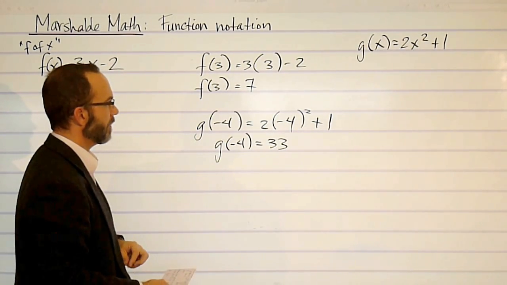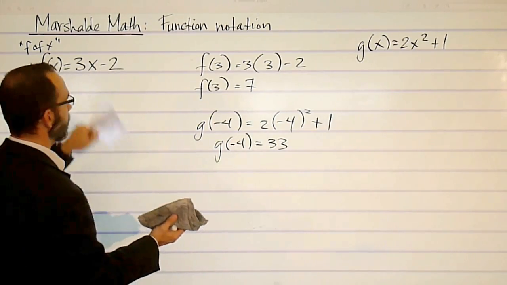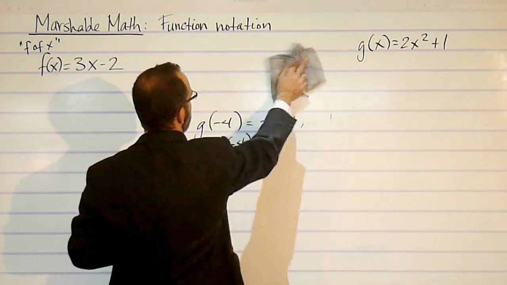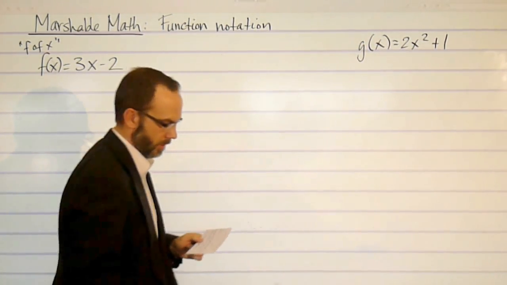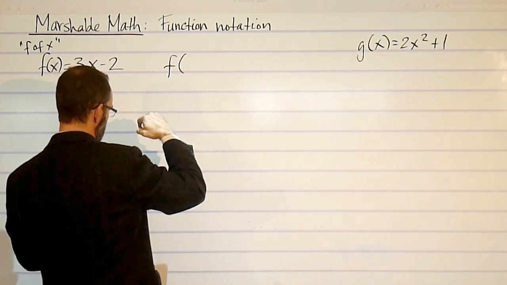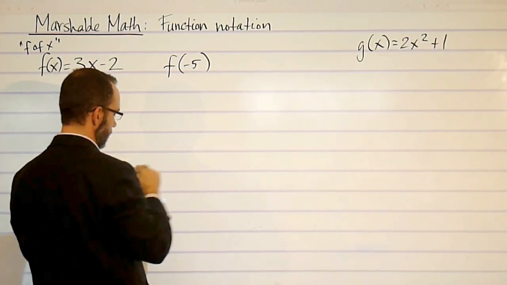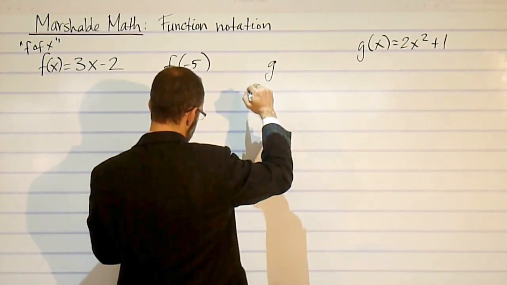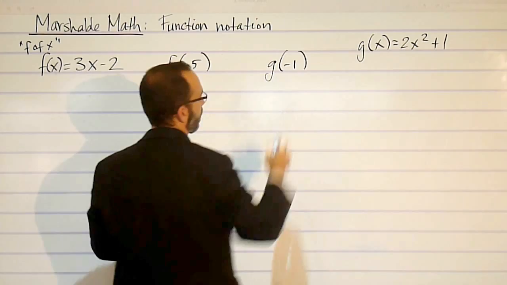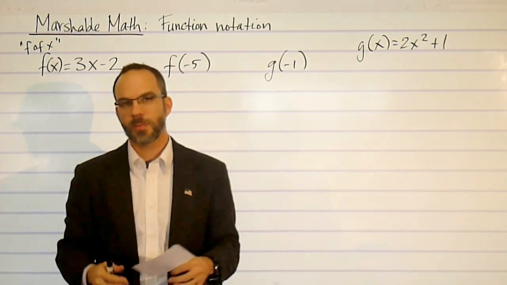So let me give you a practice problem or two and we'll see how you fare. Okay? Again, using these two functions, here's what I want you to do. I want you to do f of negative 5. And I want you to do also g of, let's make it negative 1. So go ahead and press pause in the video, try your hand at these problems, then we'll compare answers here in a moment.